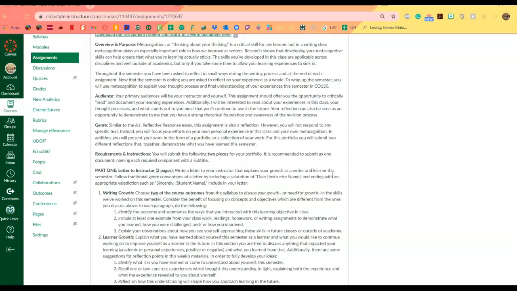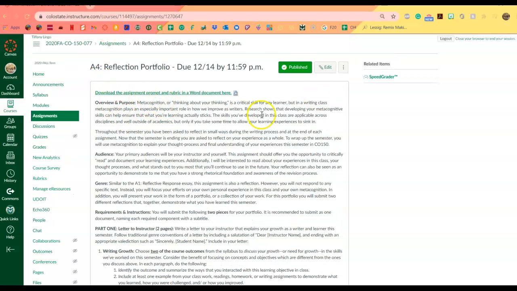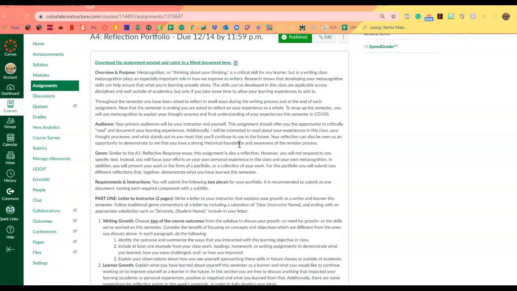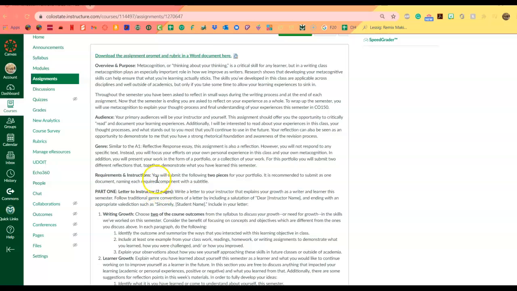And what you will do is your purpose is metacognition. So we'll talk about this term a lot this week. It is thinking about thinking. So critically understanding how we think and what we've learned this semester. And so you'll be asked to reflect. You reflected a lot this semester. And so to wrap up, you're going to use all of the metacognition skills that you've learned and wrap it up by writing a letter to me.